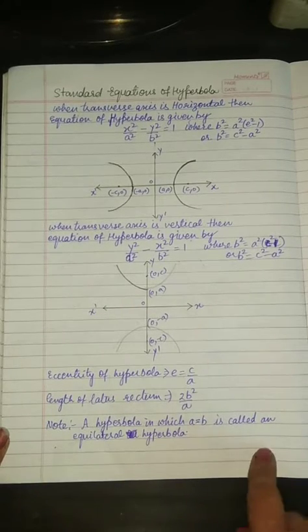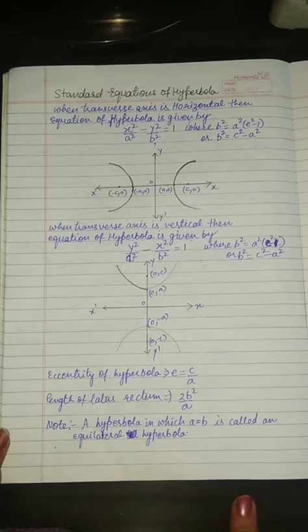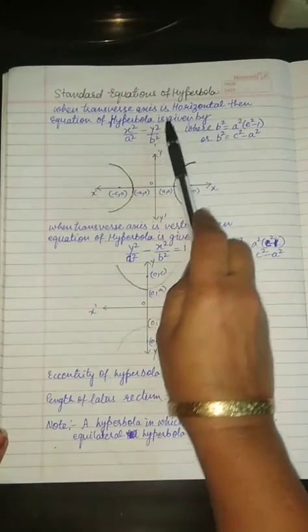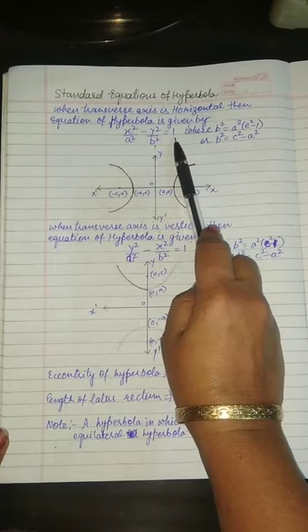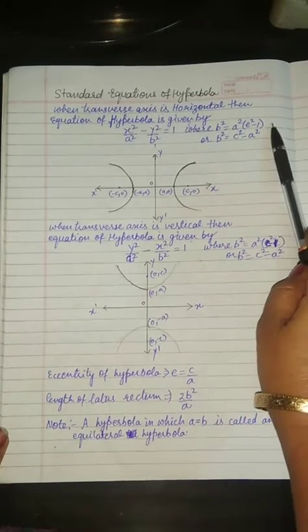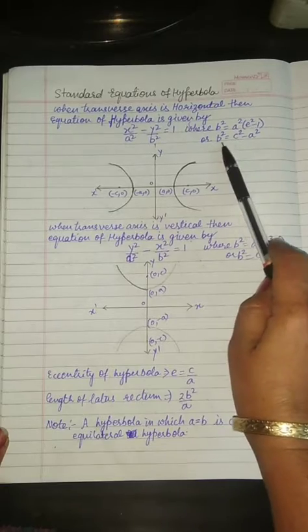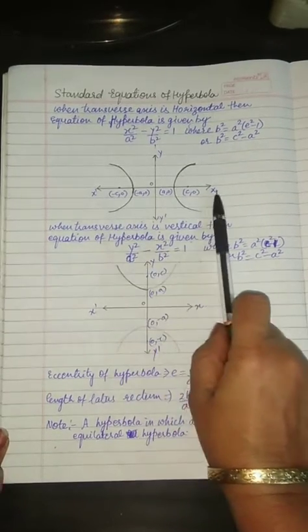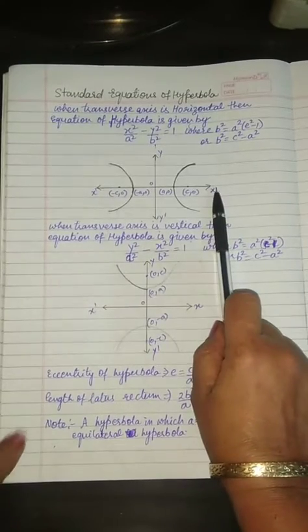Now we will discuss the standard equations of hyperbola. When transverse axis is horizontal, then the equation of hyperbola is given by x square upon a square minus y square upon b square is equal to 1, where b square is equal to a square into e square minus 1, or you can say b square is equal to c square minus a square. Here you can see the transverse axis is horizontal.